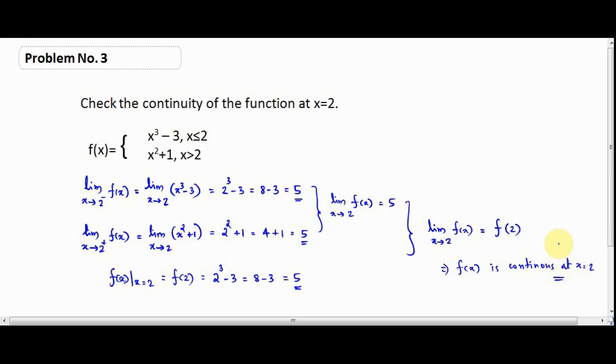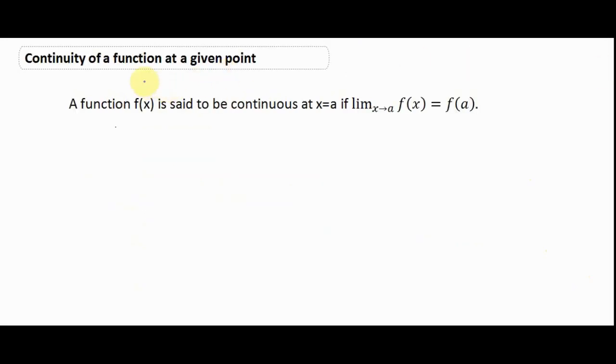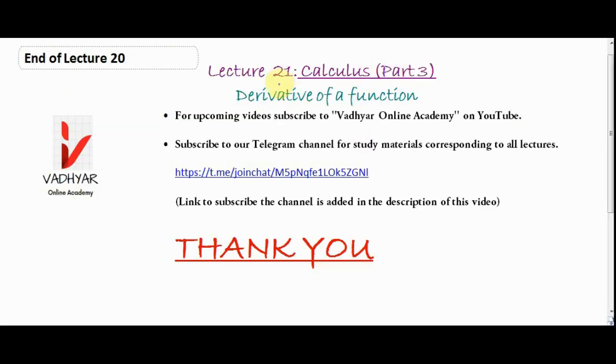So with this we are coming to the end of lecture 20. In lecture 20 we discussed continuity of a function at a given point. For a function f of x to be continuous at a point x equal to a, it has to satisfy this condition: the limit value of the function at the point x equal to a should be equal to the value of the function at x equal to a. If this condition is satisfied, we may say that the function is continuous at the point x equal to a. In lecture 21 we will discuss the derivative of a function.